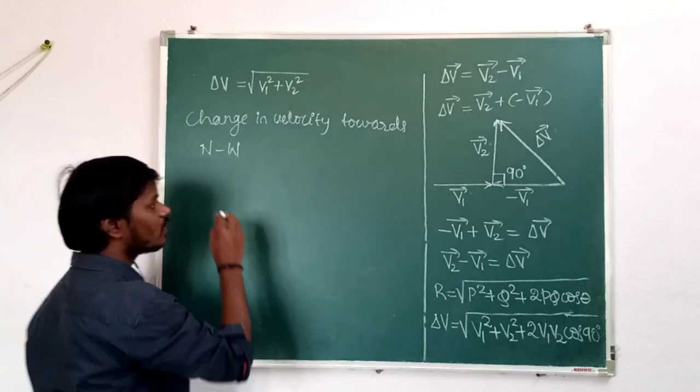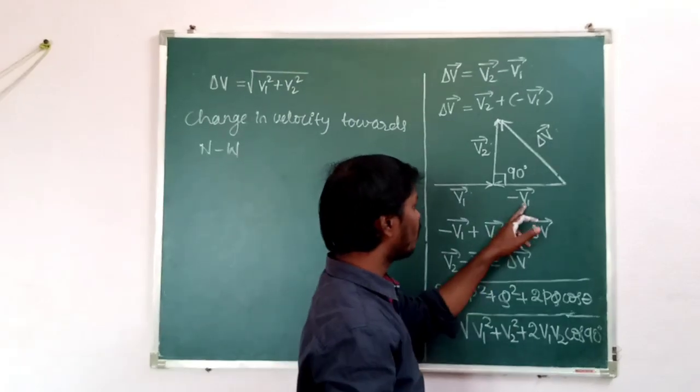So let us substitute the values. So what is the magnitude of vector V1? That is 5.